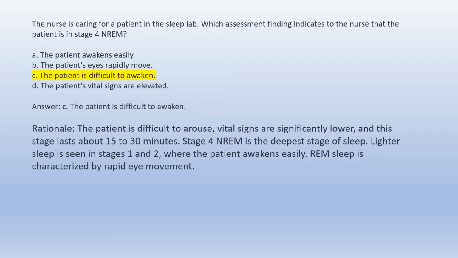Answer C. The patient is difficult to awaken. Rationale. The patient is difficult to arouse. Vital signs are significantly lower, and this stage lasts about 15 to 30 minutes. Stage 4 is the deepest stage of sleep. Lighter sleep is seen in stages 1 and 2, where the patient awakens easily. REM sleep is characterized by rapid eye movement.